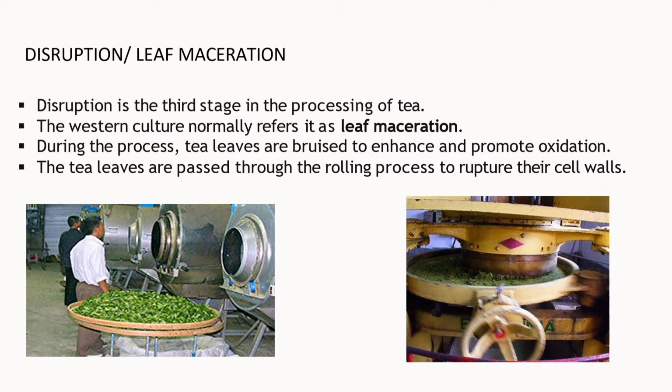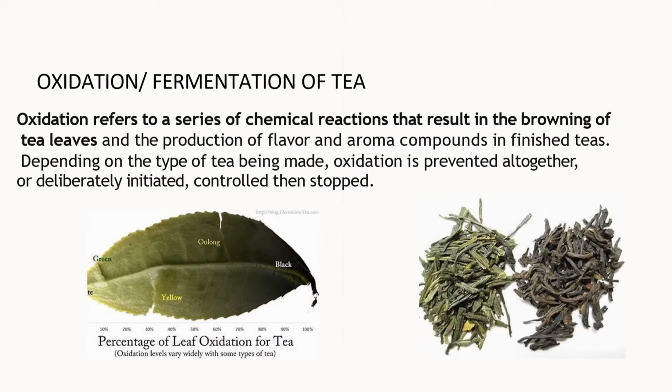So tea leaves are passed into these rolling structures to rupture the cell walls and to improve the tea oxidation. The more the oxidation, the darker will be the color of the tea. So usually people prefer darker tea, and if you are drinking tea without milk, that is only water and the tea leaves, you need a thick dark color. So more oxidation, the darker the color. This is the third step, disruption or leaf maceration. Coming to the fourth step, as I told you before, I'll be explaining about the oxidation process. The fourth step is oxidation or fermentation of the tea.